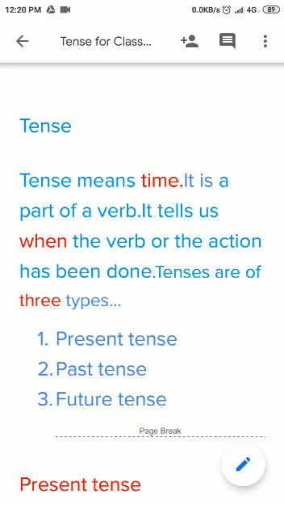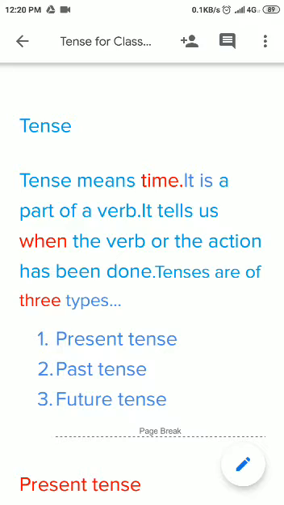The word tense is taken from the Latin word tempus, which means time. Tense is a part of a verb. It helps us to know when the verb or the action has been done. Tenses are of three types.